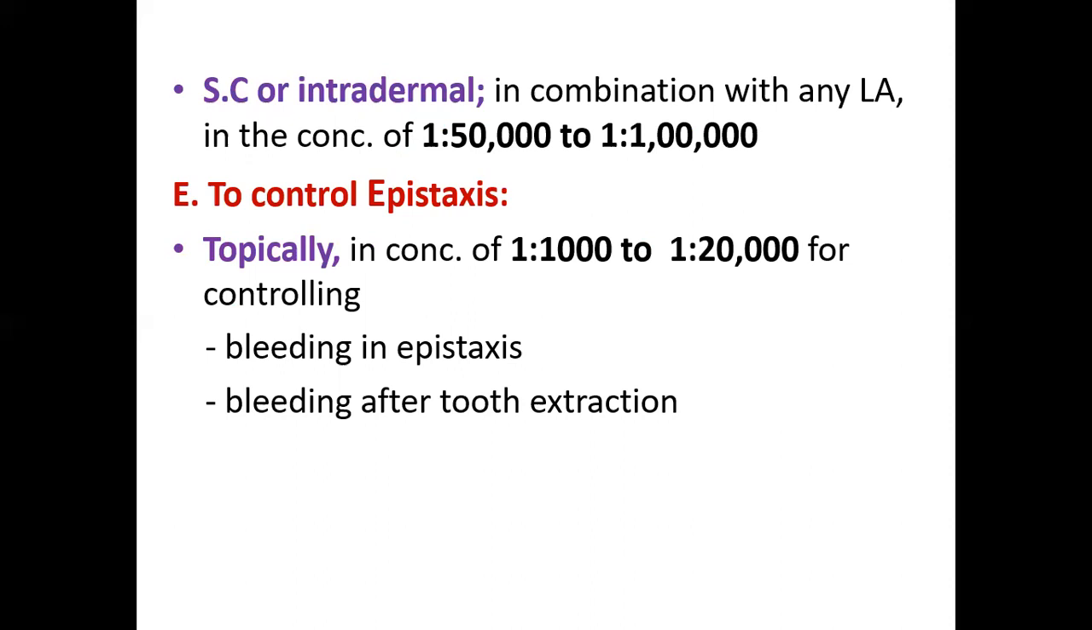Basically, you remember the therapeutic uses as a mnemonic. They are supposed to be remembered as A, B, C, D, E. A for anaphylactic shock, B for bronchial asthma, C for cardiogenic shock, D for prolonging the duration of action of local anesthetic, and then E to control epistaxis.